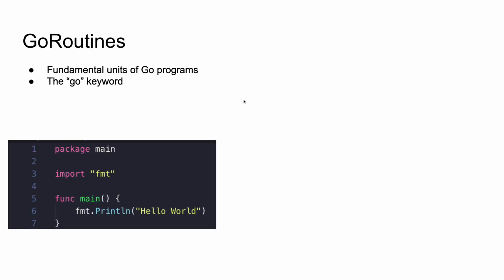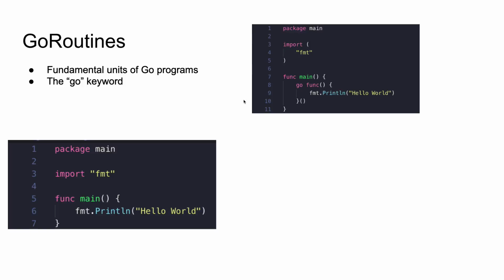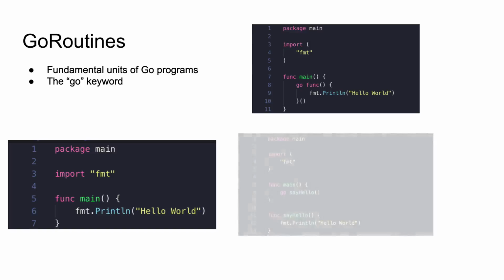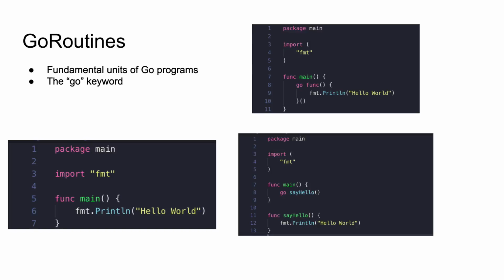And let's say we wanted to run this in a Go routine. We could very simply declare an anonymous function and put the word Go in front of it. And now, whenever we call our anonymous function, this will operate within a Go routine. And we could even break it out into its own sayHello function and just say go sayHello in the main function, and that will execute within its own Go routine as well.